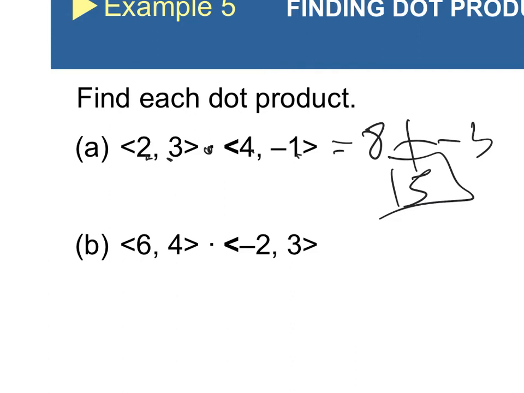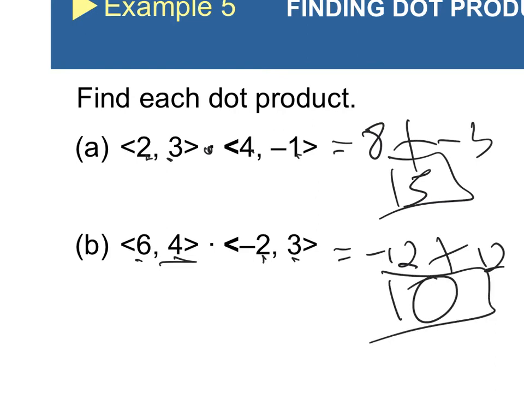6, 4, dotted with negative 2, 3. 6 times a negative 2, negative 12. Plus 4 times 3 is 12. That one's a 0. Okay, just a value.